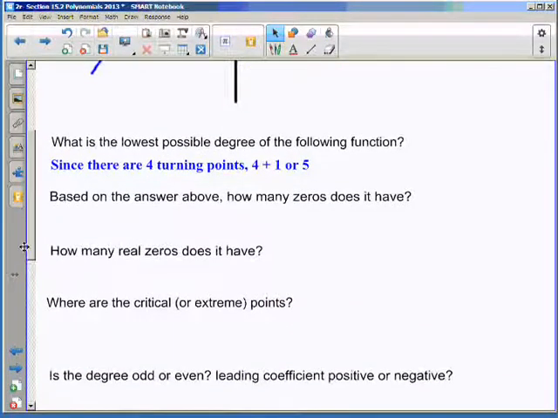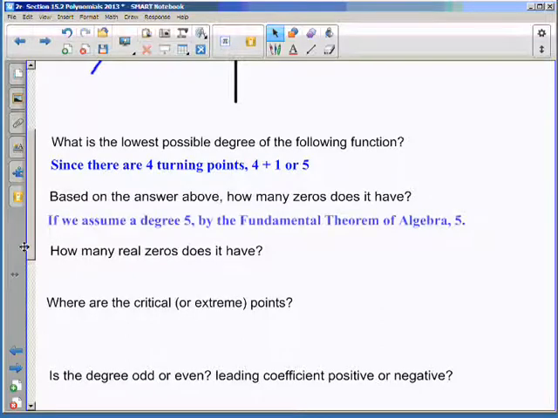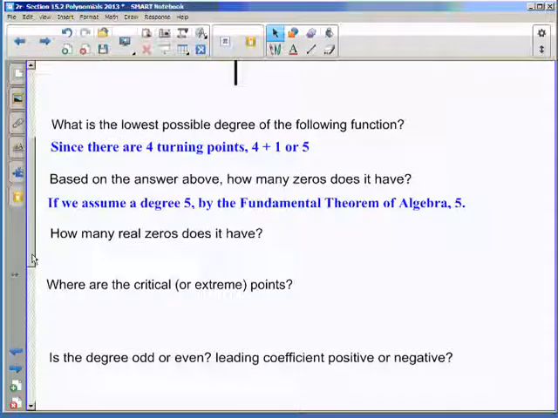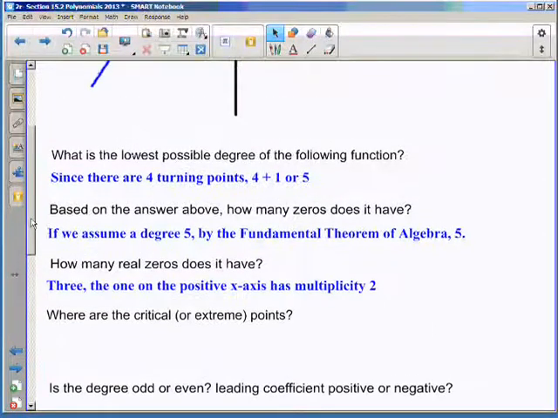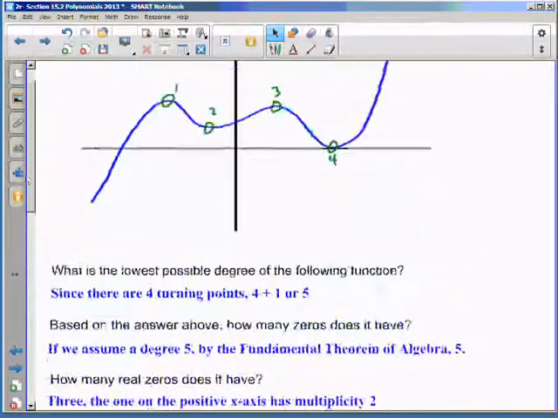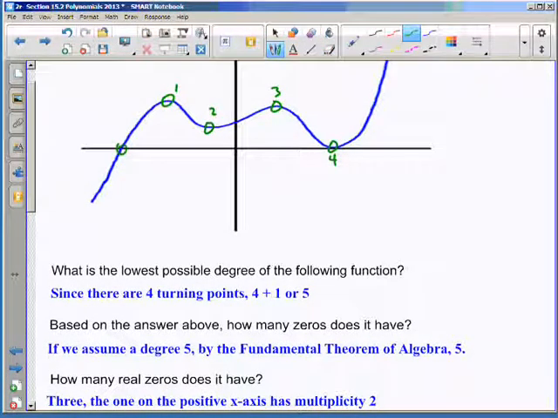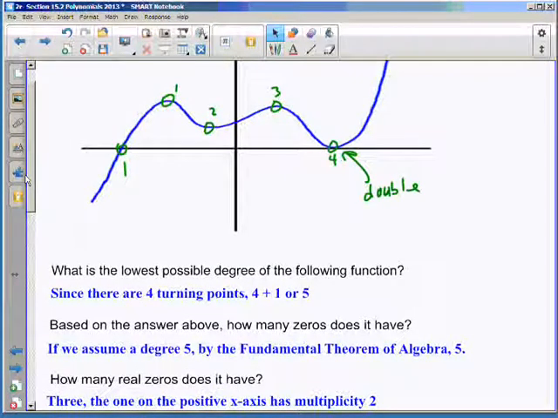And based on this answer, how many zeros does it have? If we assume a degree of 5, by the fundamental theorem of algebra, we would see that there are 5 zeros. Some are real, some may be complex. In this case, 3 real zeros would exist. That's where it crosses the x-axis. And you might say, but I only see one spot and then a second spot, but this would be a double zero. We would see it show up as a quantity squared in our factored form.